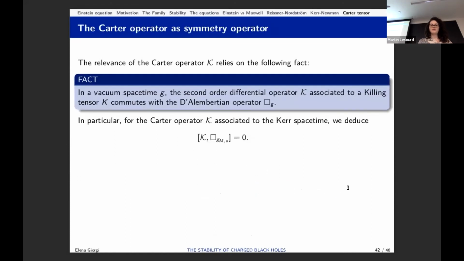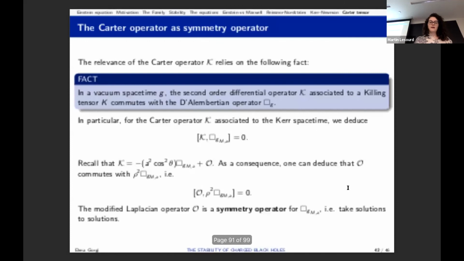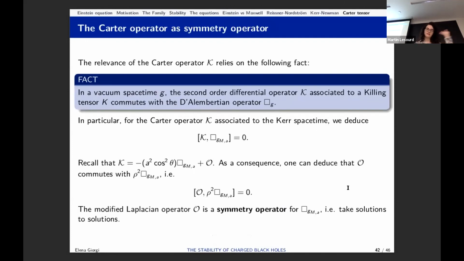Okay, and what was observed by Carter back in, I think, 1968, was that in vacuum space-time, the second order differential operator K associated to the Killing tensor field commutes with the D'Alembertian. And so as a consequence, you deduce that this modified Laplacian commutes with, it's a conformal symmetry. So it commutes with rho squared times the D'Alembertian, where rho squared is r squared plus a squared cosine squared theta. So O is a symmetry operator.